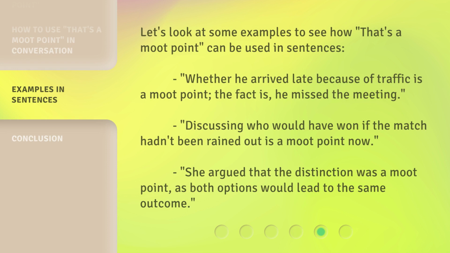Let's look at some examples to see how "that's a moot point" can be used in sentences. Whether he arrived late because of traffic is a moot point. The fact is, he missed the meeting. Discussing who would have won if the match hadn't been rained out is a moot point now. She argued that the distinction was a moot point, as both options would lead to the same outcome.